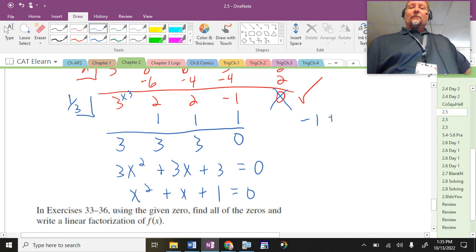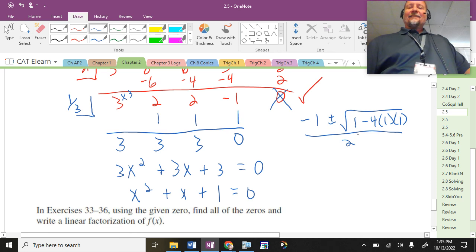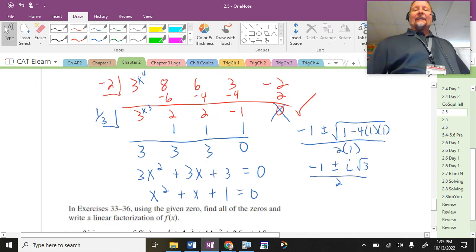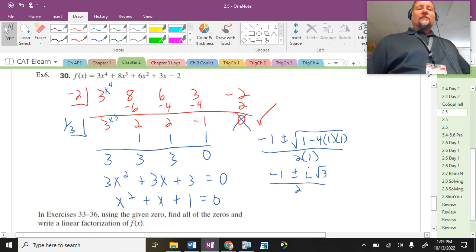The opposite of b plus or minus the square root of b squared minus 4ac all over 2a. Okay, and then this becomes -1 plus or minus the square root of -3, which is root 3i, or i root 3. So that's nice. I don't have to do any simplifying again. Okay, but remember what it said. It said write the linear factorization. We got a problem, folks.